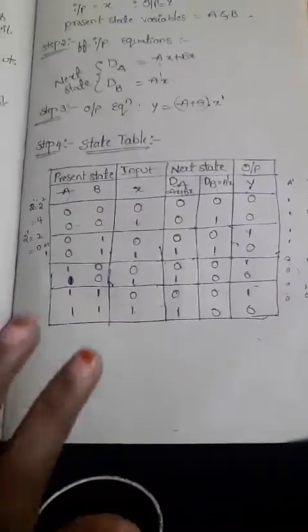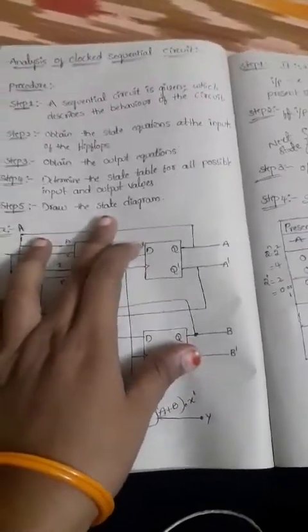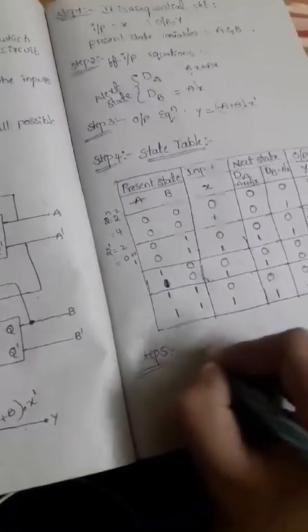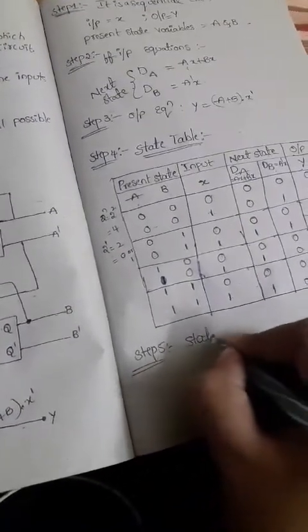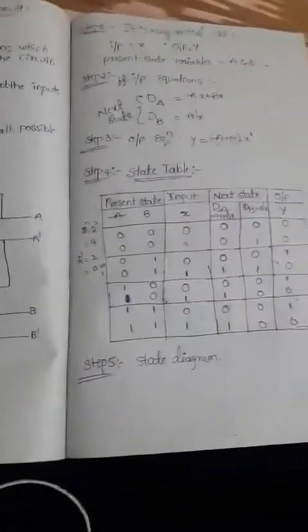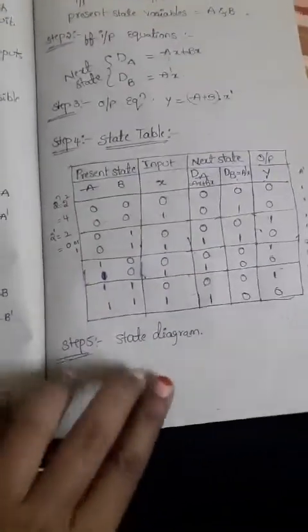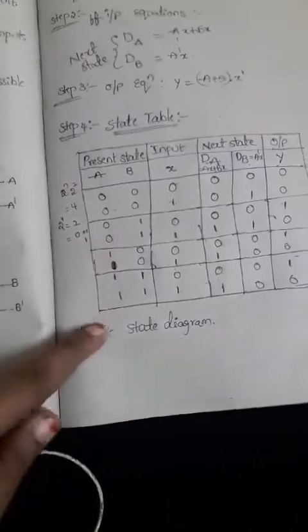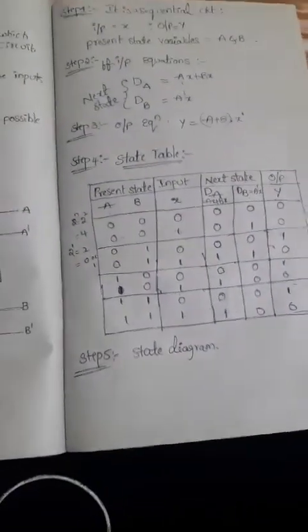So now after finding the state table, we'll go with the last step, that is to find the state diagram. Okay, now let's see how to find the state diagram here. So now we have the present state variables. With the help of this state table we have to find out the state diagram.